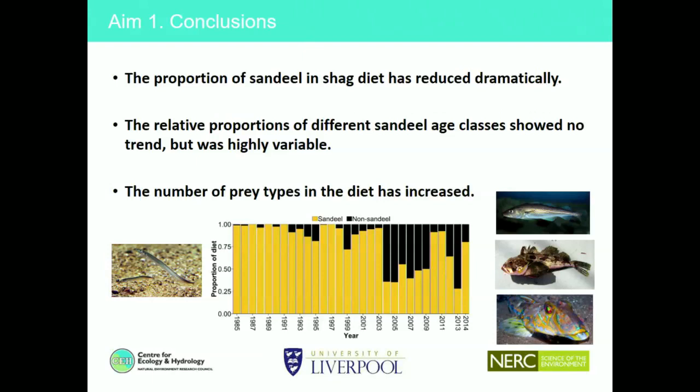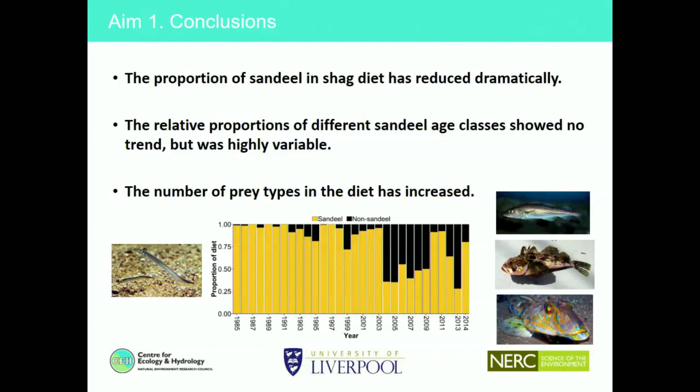So to conclude and try to pick apart these effects, well, number one, the proportion of sand eel in the shag diet has reduced dramatically over the course of the study. Although highly variable, the proportion of different sand eel age classes shows no trend. But the number and diversity of prey types in the diet has increased. And this is important because the relative profitability and energy content of different fish can have quite profound impacts on reproductive success and potentially survival.